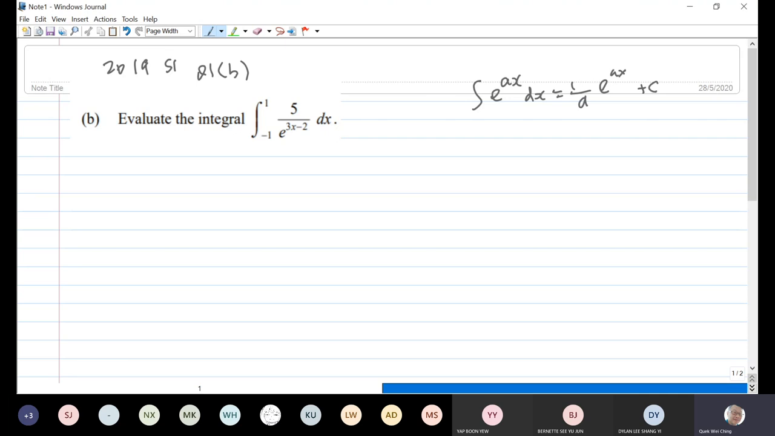Okay, so basically, if you ignore the limit first, the 5 can be taken out first, then you get e power negative 3x minus 2, and 1 over is a negative power here. This is actually 5 times e power minus 3x plus 2. So using the formula, you have this equal to 5 e power minus 3x plus 2, then divided by minus 3.